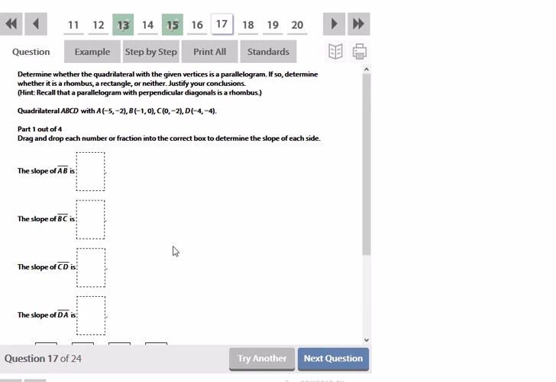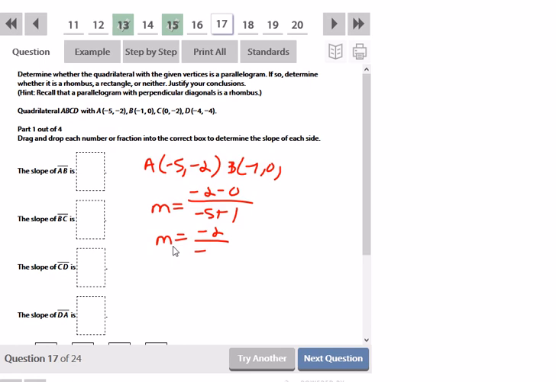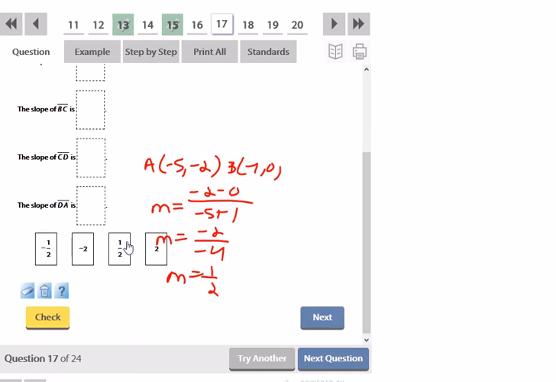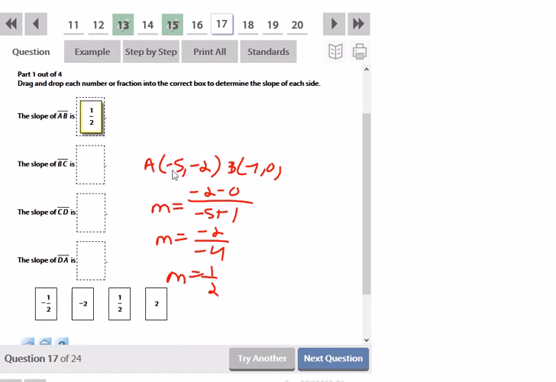Okay, so the slope of AB. A is at -5, -2. B is at -1, 0. So the slope is -2 minus 0 over -5 plus 1. So the slope is -2 over -4. So the slope is 1/2. Okay, so the first one's 1/2.